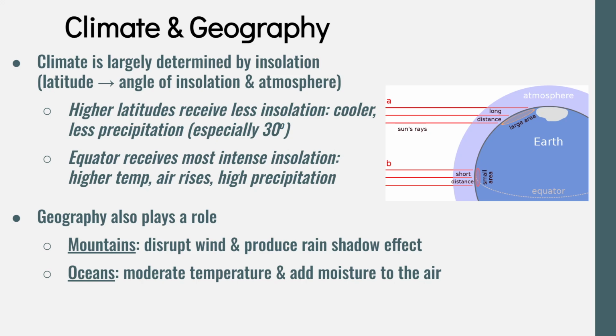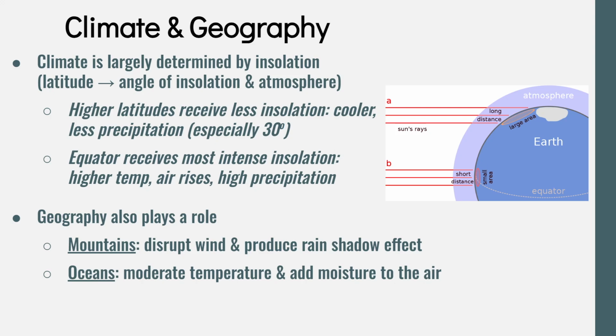To review, climate is largely determined by insolation, or the intensity of incoming solar radiation. As a general rule, the equator gets the most direct sunlight, so it's the warmest, which drives air to rise at the equator, which causes precipitation to be highest there as well. Then as the air sinks back down from the Hadley cell at 30 degrees north and south, that leads to the formation of very dry conditions and deserts form.